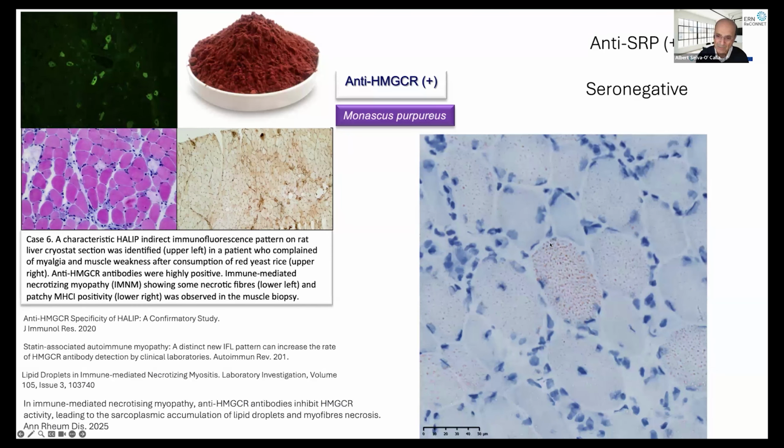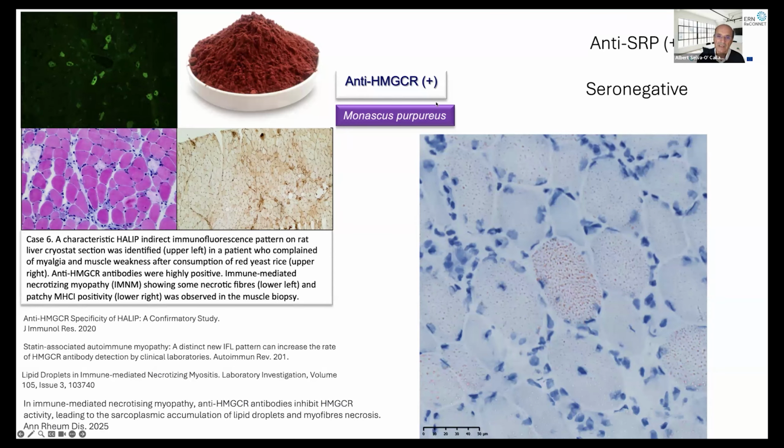You can see here a very nice picture of a patient with immune-mediated necrotizing myopathy with anti-HMGCR antibodies. You can see here these lipid droplets in the oil red O stain. These lipid droplets appear because the antibody interferes with the enzyme, HMGCR, and the lipid accumulates in the muscle fibers, and perhaps that is part of the reason why the muscle fibers become necrotic.